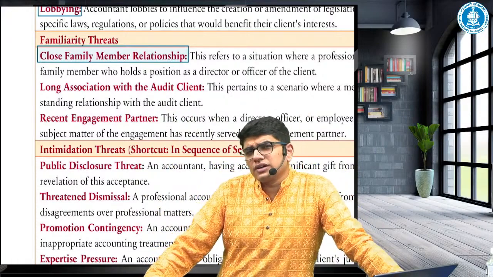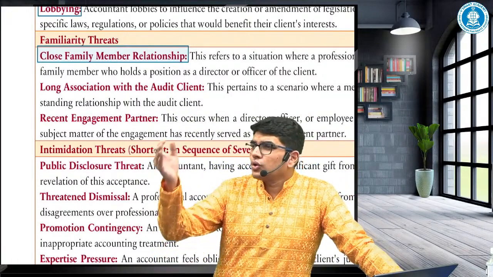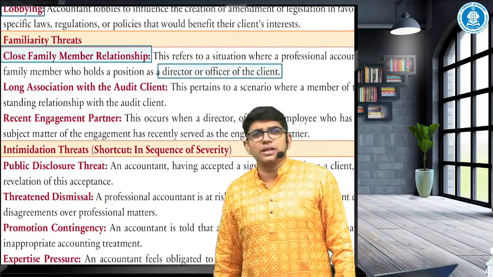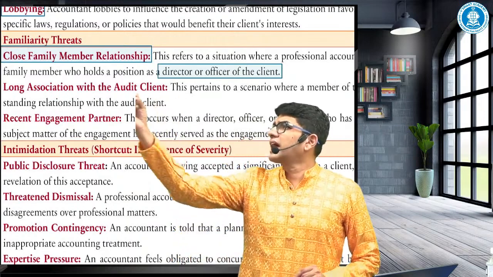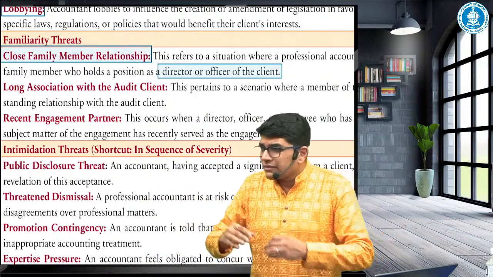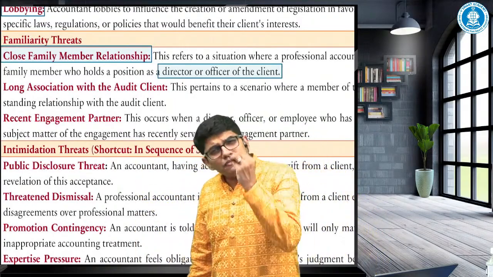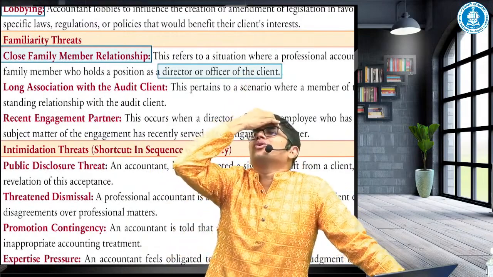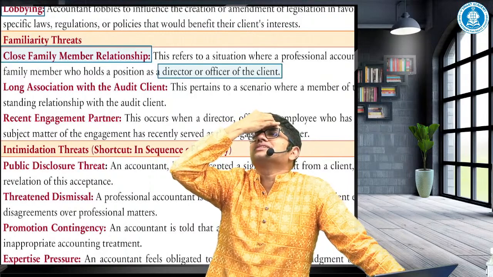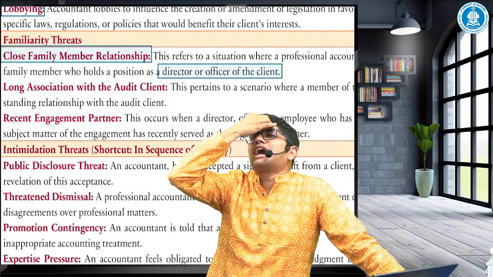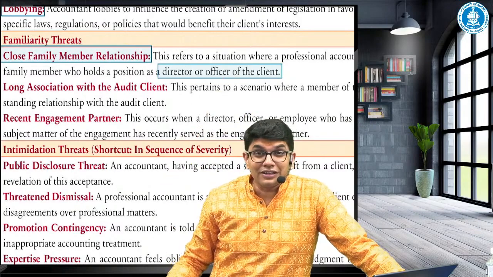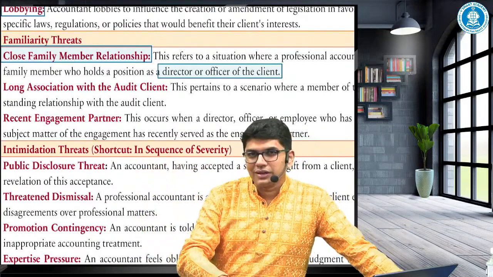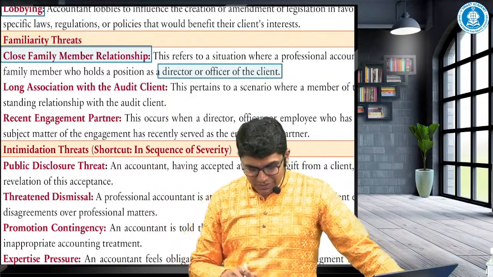So if a chartered accountant in practice sees that, oh my God, my close family members are sitting as directors, officers in the client. I have sympathy towards them. How will I go against them? Oh my God, how will I go against them? In the process, I may compromise with integrity, honesty. I may compromise with professional competence and due care. I may compromise with objectivity. It is creating a threat, familiarity threat. So close or immediate family members sitting as directors and officers create sympathy in our heart. We may compromise with fundamental principles, familiarity threat.